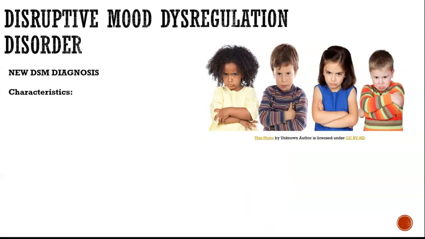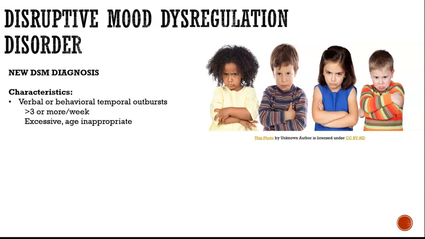Now we'll move on to disruptive mood dysregulation disorder, which is a new DSM diagnosis. And this is used because it avoids us over-diagnosing children with bipolar disorder. So what are the characteristics of disruptive mood dysregulation disorder? Verbal or behavioral temper outbursts, and they are having excessive, age-inappropriate outbursts, and they're having 3 or more a week. They may be irritable and angry.